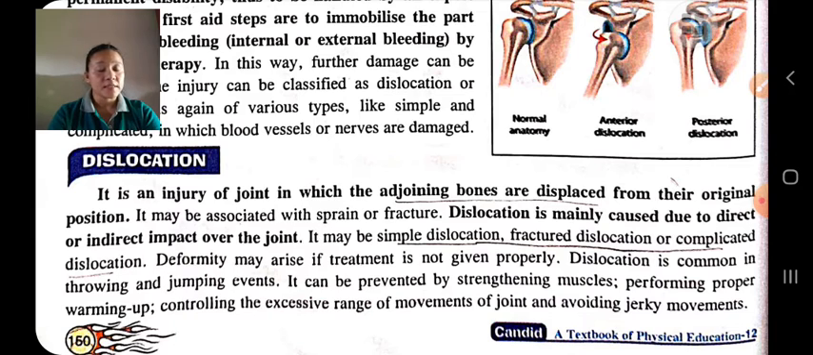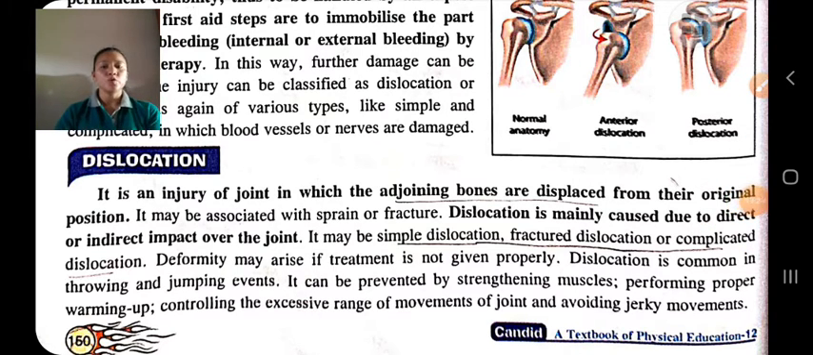The management technique, the first aid treatment for dislocation. The first step is to rest completely, no movement. Do not move the joint. The victim should be kept in a comfortable position.